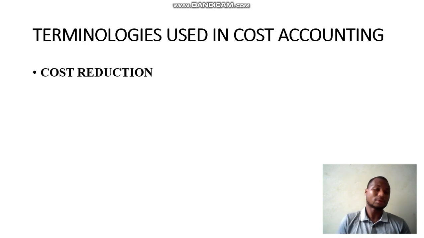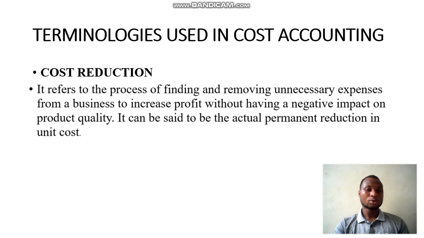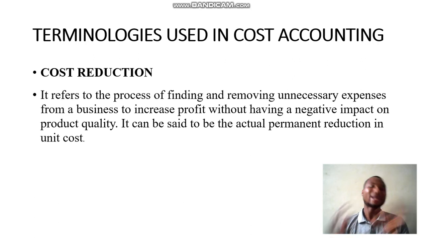That's why we say unnecessary costs. Those costs we can do without, that will not impair the quality of the product. If there's a cost that if I don't incur it, I'll still be able to produce the commodity or the service at the required quality, then you can take that cost out, and that is cost reduction. So when we are in the process of removing unnecessary expenses from a business, to increase profit without having a negative impact on the product quality, then we say we are doing cost reduction. Okay? So that is cost reduction.